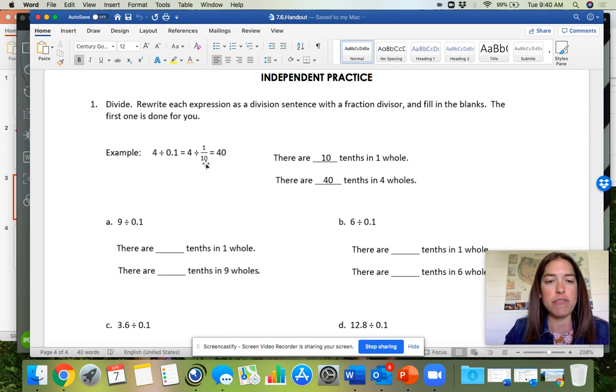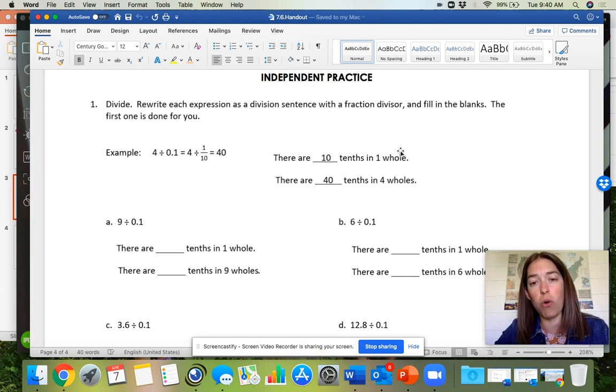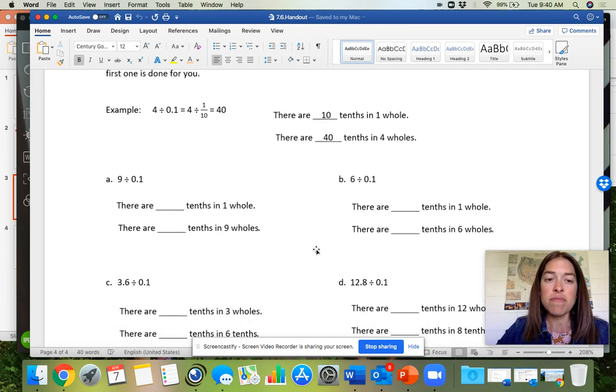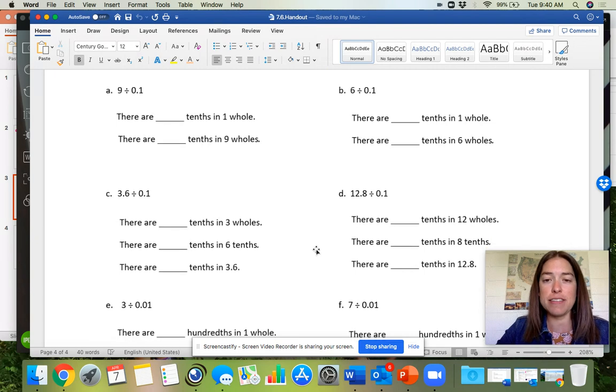Now, I'm not going to have you type the fractions into the computer, but this is what you should be doing on your scrap paper. You would then be able to fill in the blanks. There are 10 tenths in 1 whole, so there are 40 tenths in 4 wholes. When you open up your independent practice, it's going to ask you to fill in the blanks. So you will need to use your scrap paper, as always, to rewrite it as a fraction, and then you're going to be typing in the numbers that go in. There are blank tenths in 1 whole. There are blank tenths in 9 wholes.